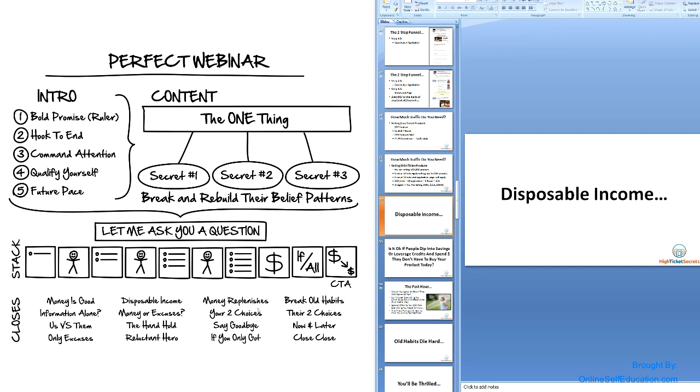Okay, money replenishes close. This one is one of my other favorite ones. So money replenishes is basically the concept is look, every single month you get a paycheck. In fact, I wonder where I put this one in here.